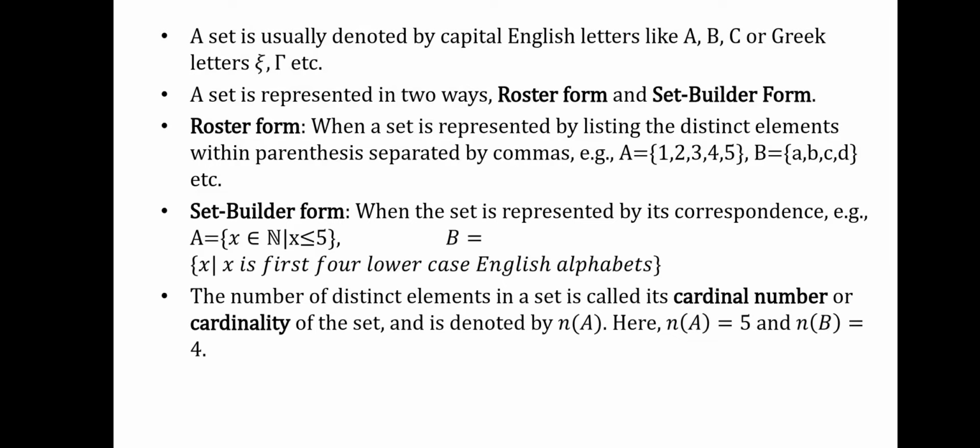Then comes something called cardinal number or cardinality. So cardinality is like the number of elements in the set. Now let me be a little bit clear. Number of distinct elements in the set. So I need not mention separately the distinct elements, because when I am writing a set, I am already writing the distinct elements in it. So it is pretty much the number of elements present in the set.